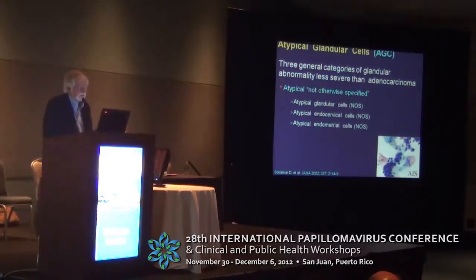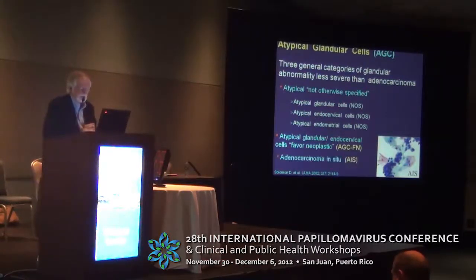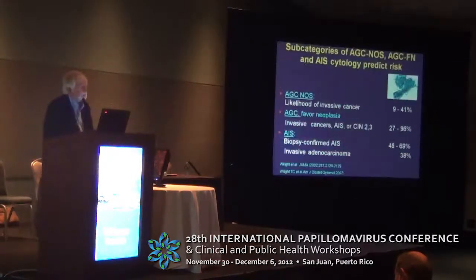Now, if there is a concern that these look like there might be neoplasia involved, that'll be called atypical glandular cells, favor neoplasia. And it was felt in 2001 that there was now enough evidence that calling a Pap adenocarcinoma in situ could be specific enough to make that a reasonable call.